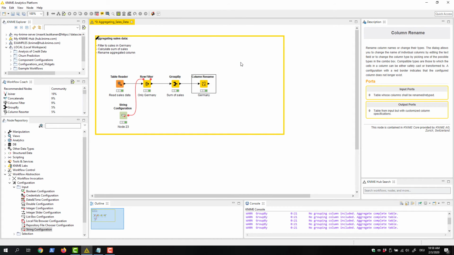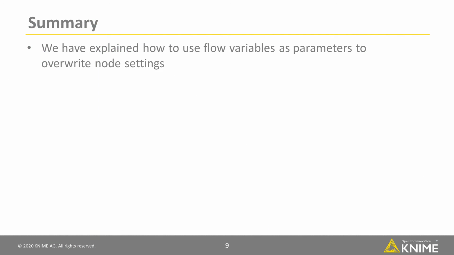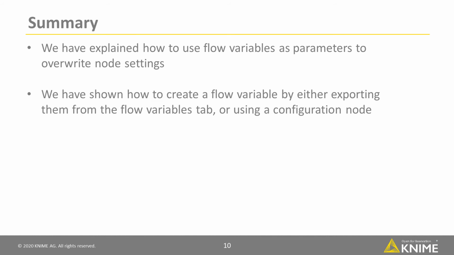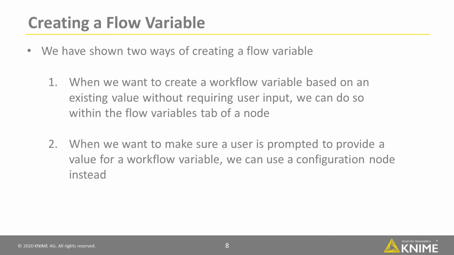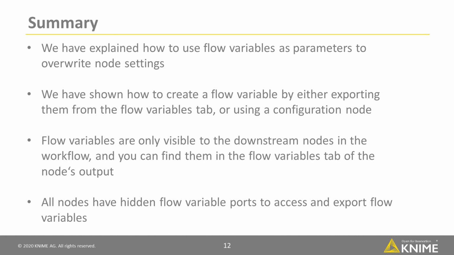In this video, we've explained how to use flow variables as parameters to overwrite node settings. We've shown how to create a flow variable by either exporting them from the Flow Variables tab or using a configuration node. Flow variables are only visible to the downstream nodes in the workflow, and you can find them in the Flow Variables tab of the node's output. All nodes have hidden flow variable ports to access and export flow variables.